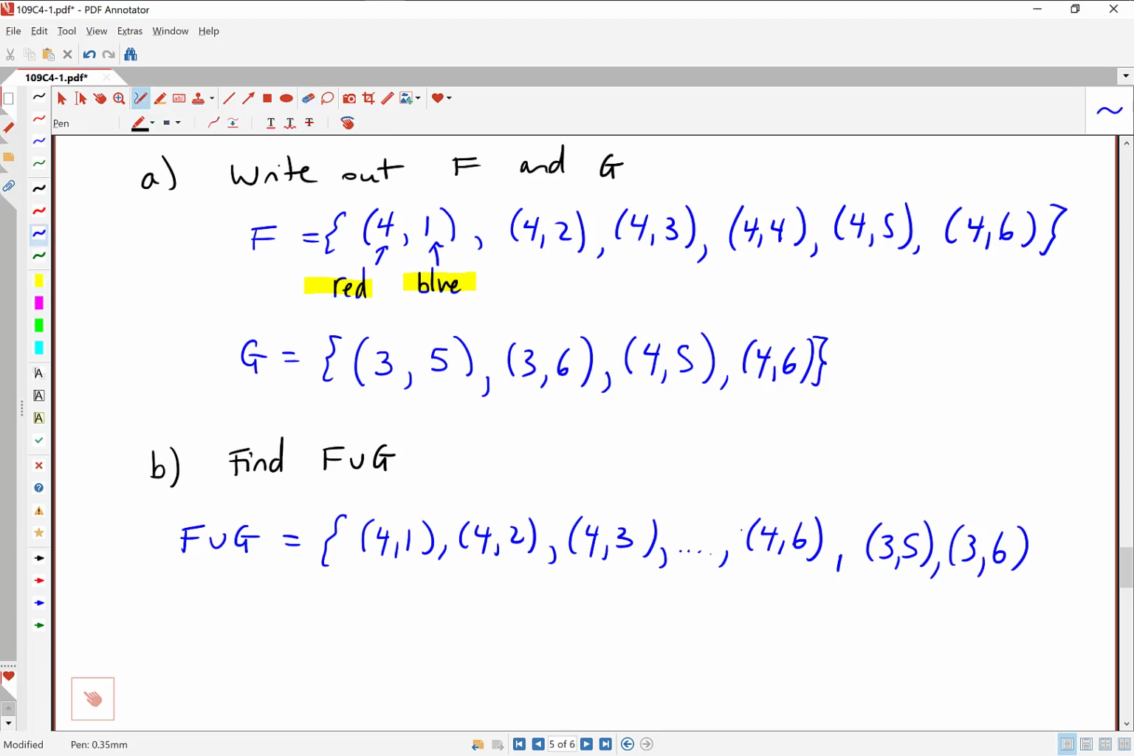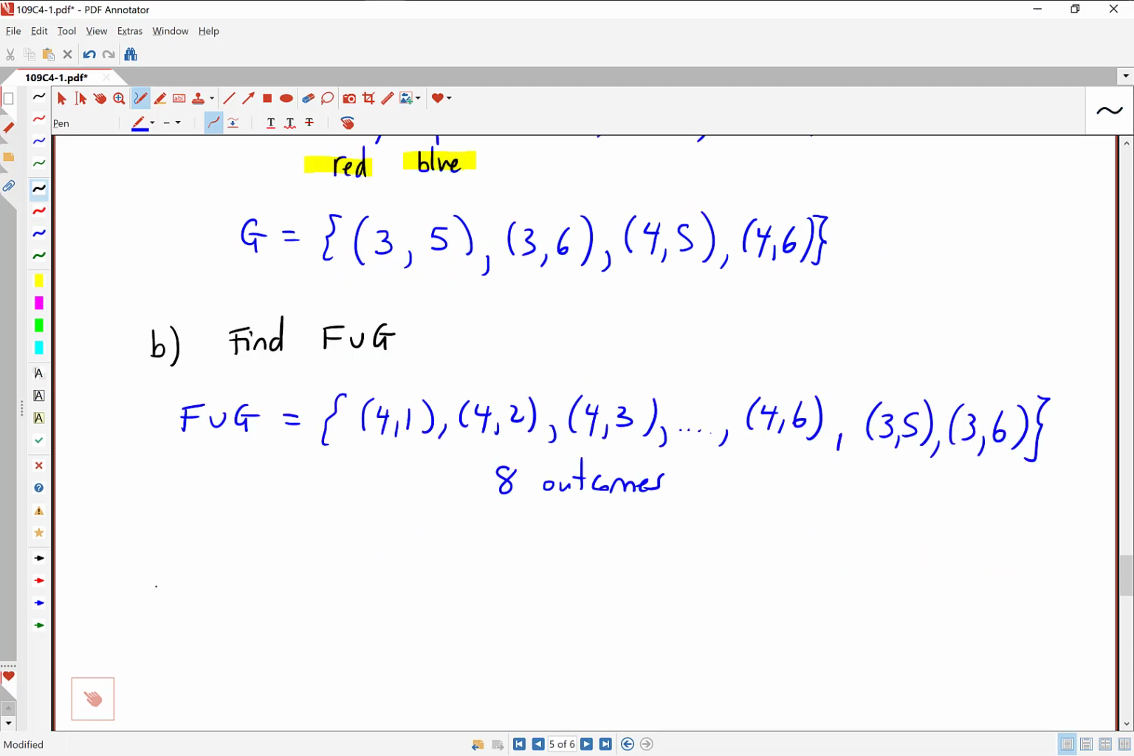So there we go. For example, someone might ask you, okay, how many outcomes are in F union G? There are 8 outcomes in F union G. Okay, let's try one more like that just to practice our set operations. Let's find the complement of F intersected with G.